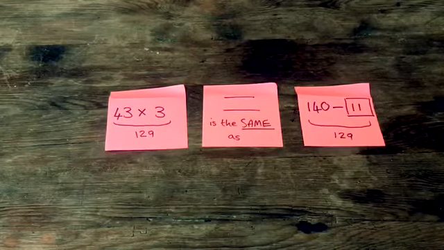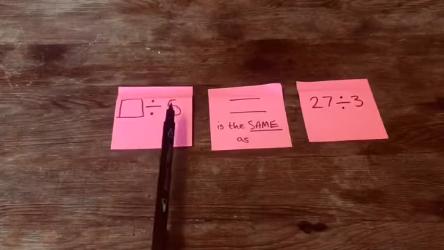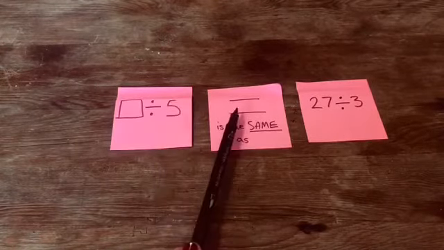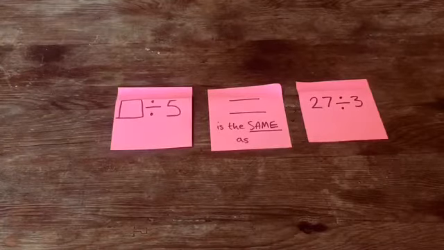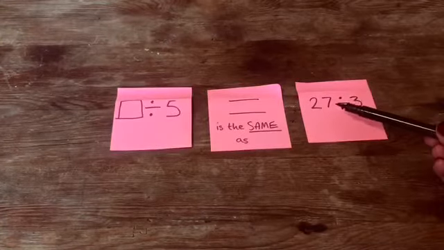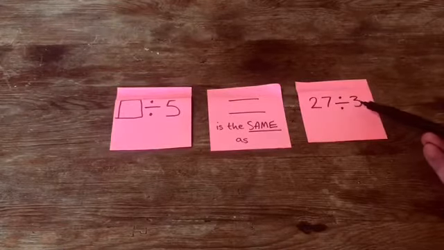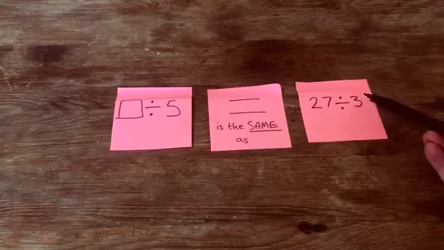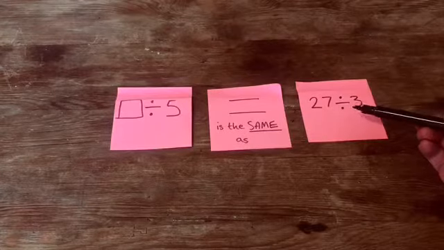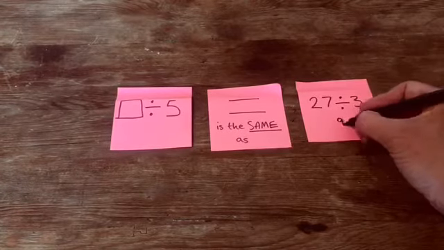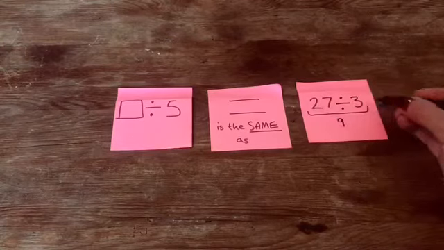In this example, the missing number is actually before the equals symbol. This sometimes confuses children as well, because we're often used to seeing it on the other side. So something divided by 5 is equal to 27 divided by 3. The first thing you need to do is work out the part of the equation that you can. We've got all of the numbers we need over here, so let's start with 27 divided by 3. If you know your 3 times table, you know 3 goes into 27 9 times. 27 divided by 3 is 9. So this side of the equation is worth 9.